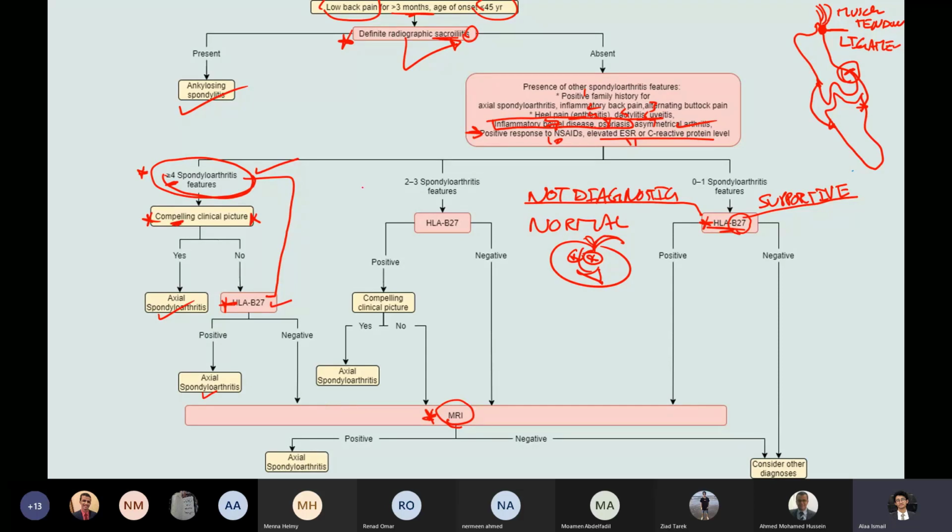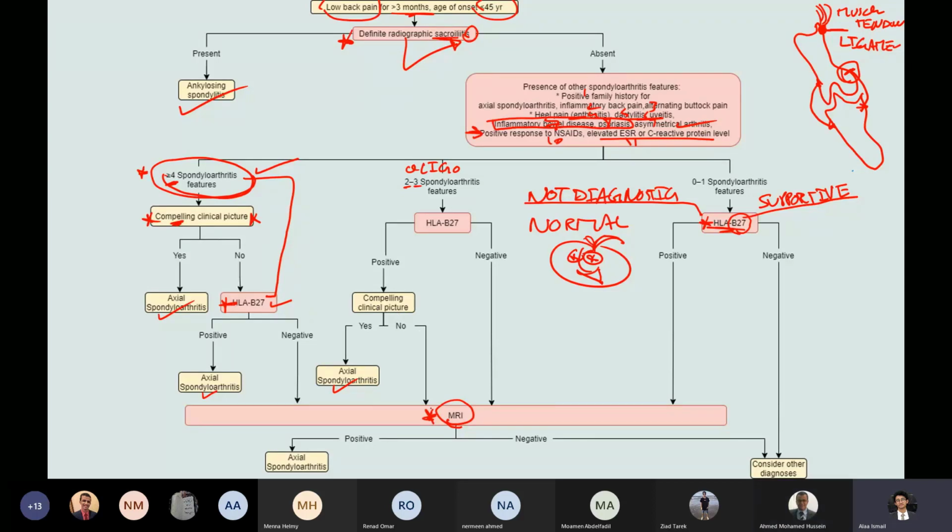Now, what if you don't have 4 or more features and you're just stuck there with 2 or 3 spondyloarthritis features? These are usually an oligo affection, oligoarthritis. The next step, because we finished the first and the second, the third step is going to be the HLA-B27. If this is positive and we have an associated compelling clinical picture, then this is going to be an axial spondyloarthritis patient. And if we lack this clinical picture, we're going to move to the MRI.